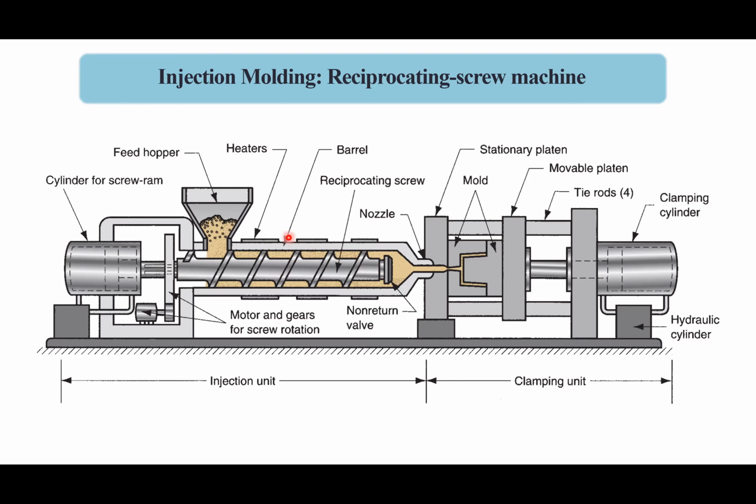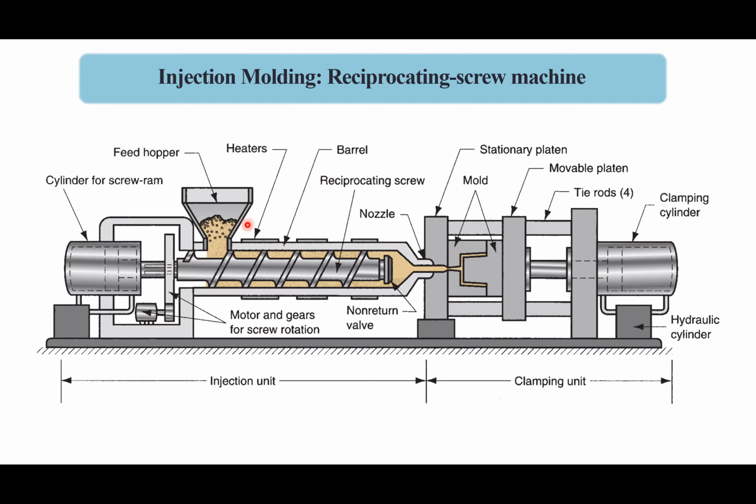And there will be some vents on these surfaces to remove the air or any other gaseous product within the molten material. Due to the compression, they will get out, and those holes are like 0.01 or 0.02 millimeter in size. Molten plastic, because of its high density and viscosity, cannot flow through those holes, but air or gaseous product can easily get out of the barrel.